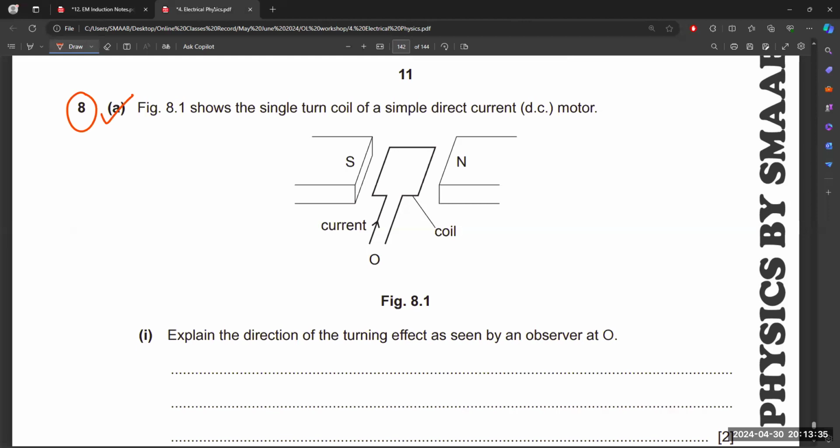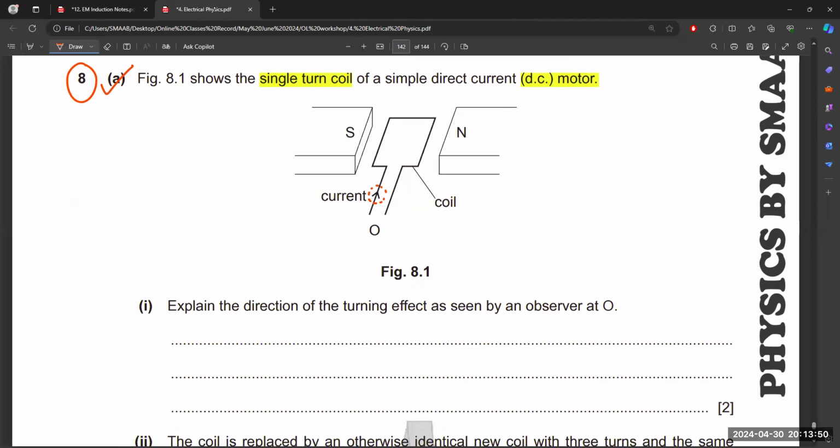In this question, it shows a single turn coil. So there is only one turn in a coil, and it is a DC motor right now. And current is moving in this direction. So the concept in the first question they ask is: explain the direction of turning effect as seen by an observer at O.